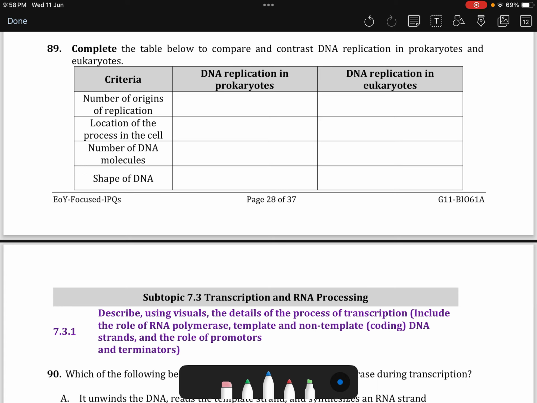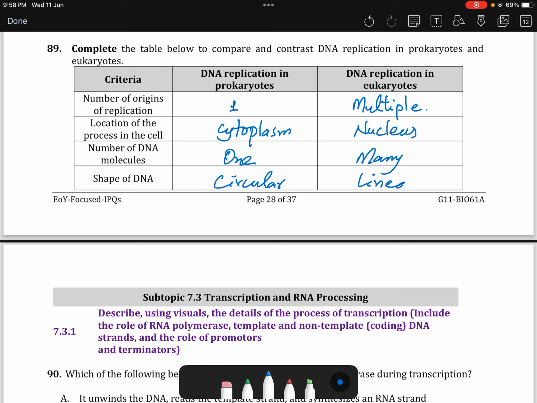Complete the table below. Compare and contrast replication. So number of origins: 1. And DNA replication in eukaryotes, it is multiple or many. Location is in the cytoplasm, while this one is in the nucleus. Number of DNA molecules: of course it's 1, and over here we have many. And the shape of the DNA, we saw above, is circular, and here it is linear.